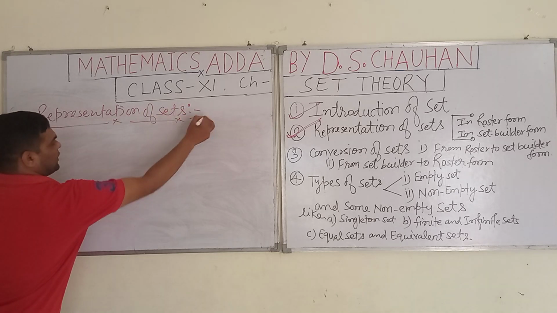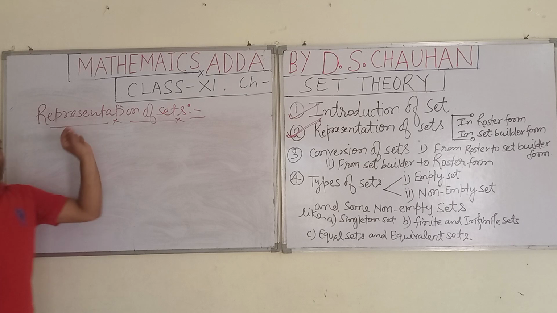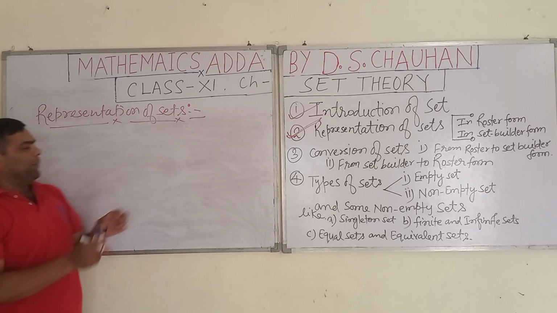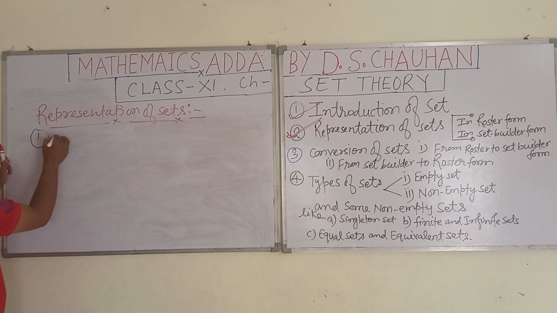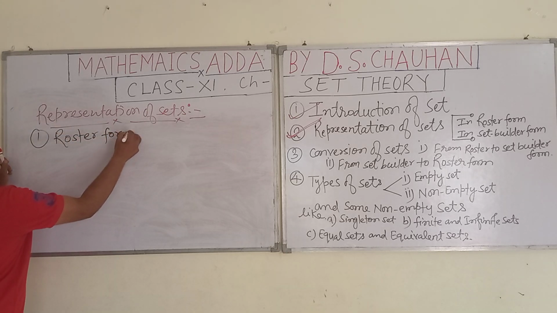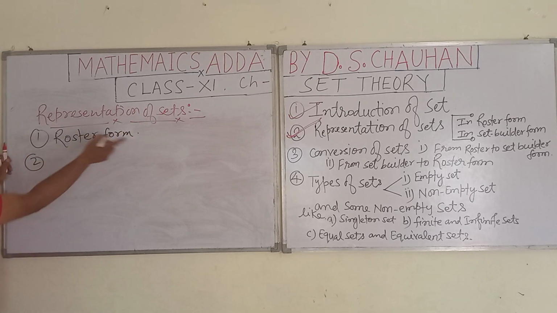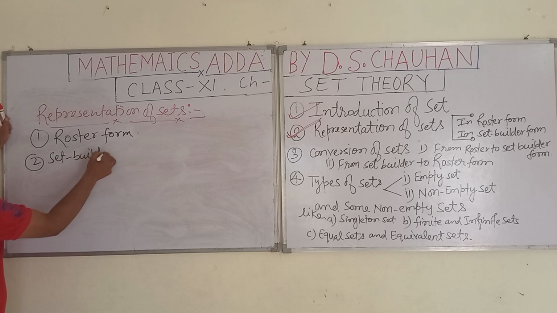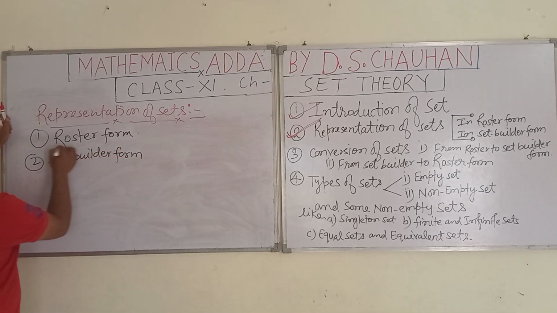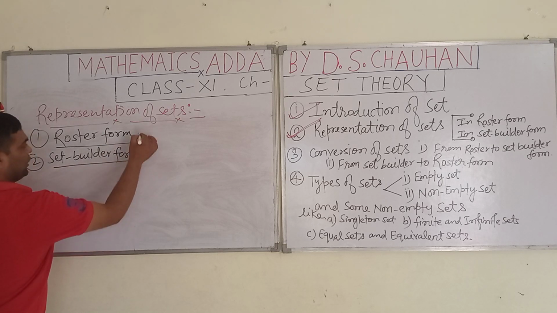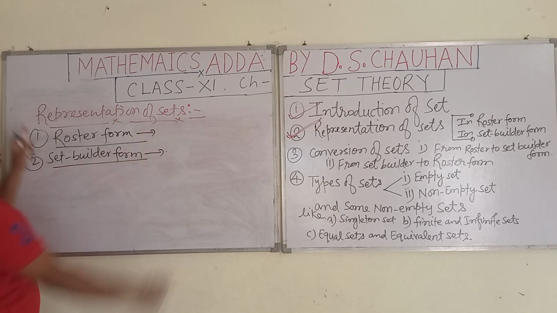Students, always remember, a set can be represented by 2 ways. The first way is roster form. Second one is set builder form. Sometimes it is known as formula method. What is the difference between both? Students, telling easily, try to understand.